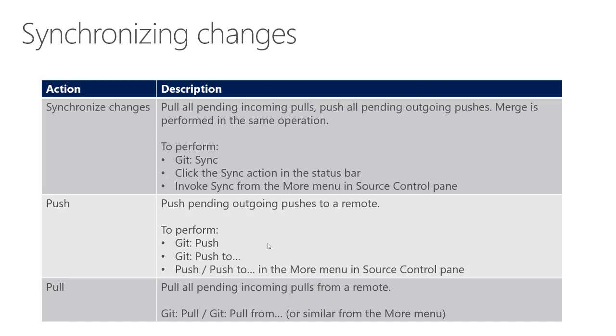So if you have local commits that have not yet been put onto the remote, you push them into the remote. If somebody else has made some changes to the remote that you don't have yet, you do pull, and that pulls all the pending commitments from the remote into your local version.